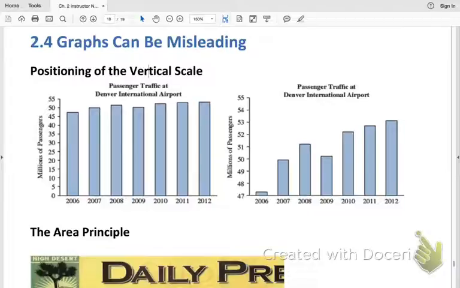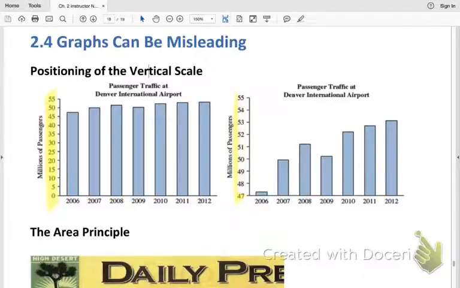But if you look more carefully, what you'll notice is that these two graphs are in fact the exact same graph. Well, at least the exact same data represented, but the graph on the right represents that data in a very misleading way. And you can see that by looking at the vertical axis here. Notice the graph on the left, 2006, right around 47 million passengers. Graph on the right, 2006, right around 47 million passengers. It's actually the exact same data, just presented in a misleading way.